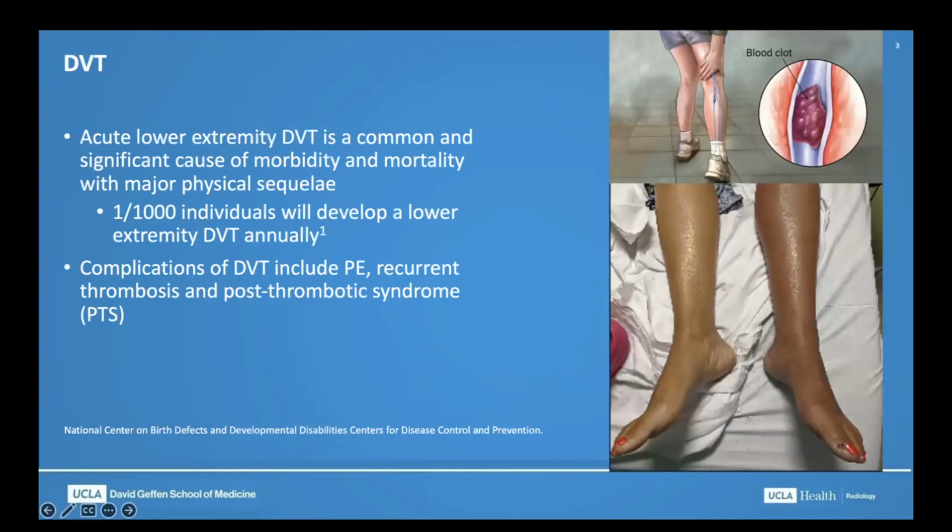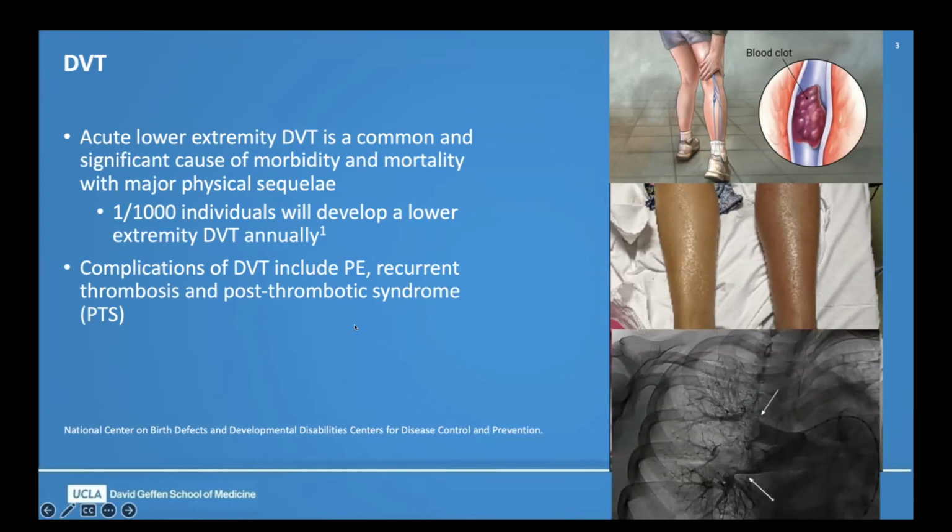DVT, or acute lower extremity DVT, is common. You may have it happen in 1 in 1,000 individuals any given year. And then the complications of having a DVT include where it becomes embolic and becomes a pulmonary embolism. You can have recurrent thrombosis, or you can have repeat DVT, as well as post-thrombotic syndrome.